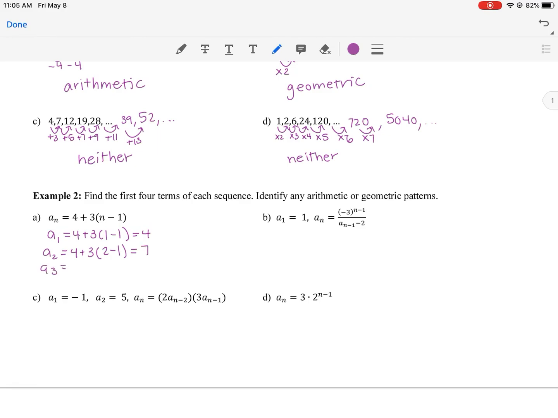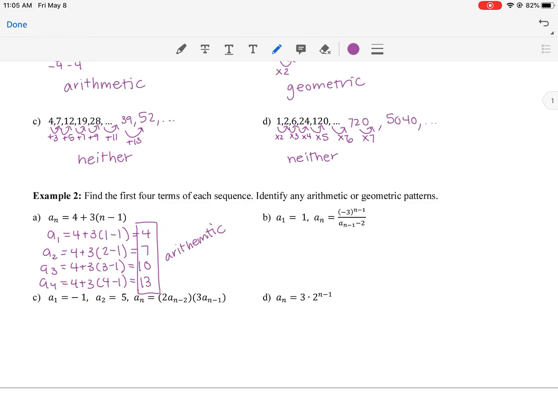A sub 3, you do the same thing, 4 plus 3 times 3 minus 1. So that's 2. 4 plus 3 times 2 is 10. And then a sub 4 is 4 plus 3 times 4 minus 1, which is 4 plus 3 times 3. So we end up with 4 plus 9, which is 13. These are the first 4 terms of the sequence, right? And then this one is arithmetic. You can see that it's adding 3, which makes sense because if you look at that equation, it looks like a linear equation.